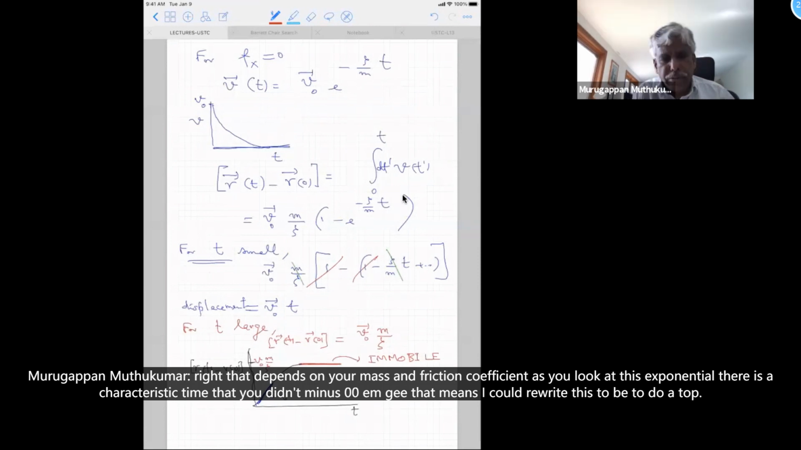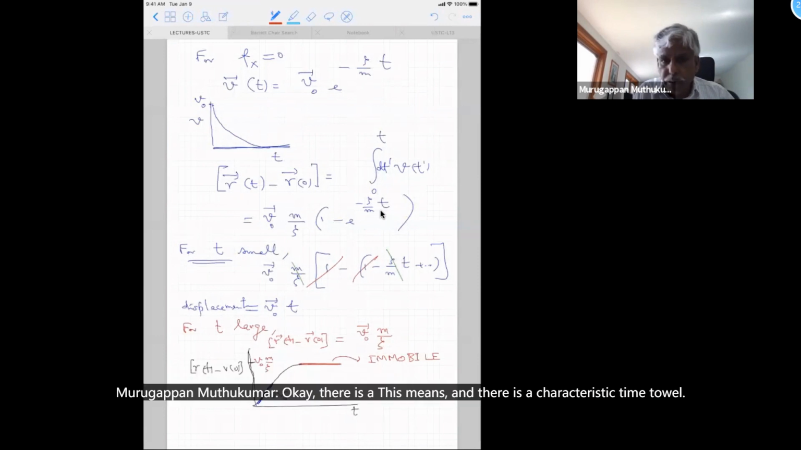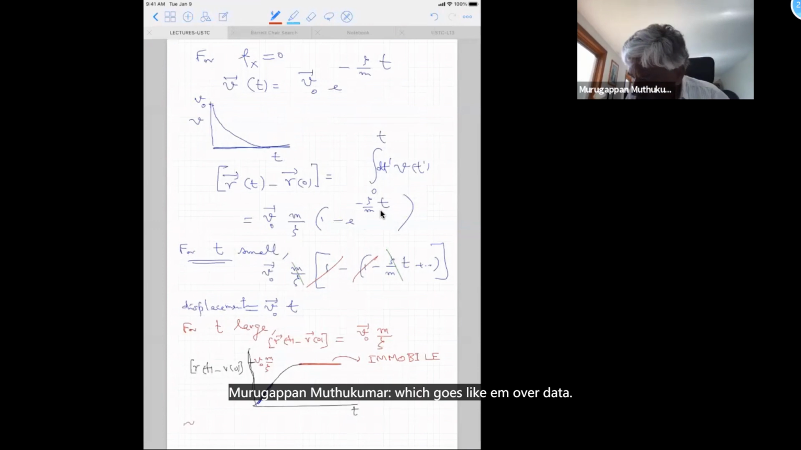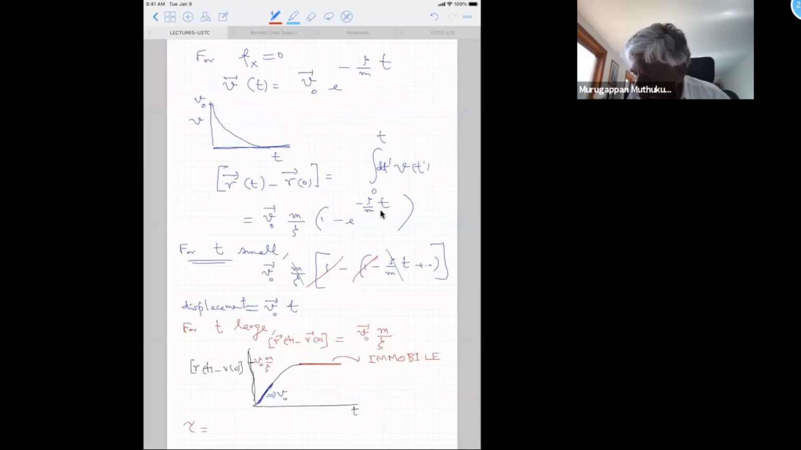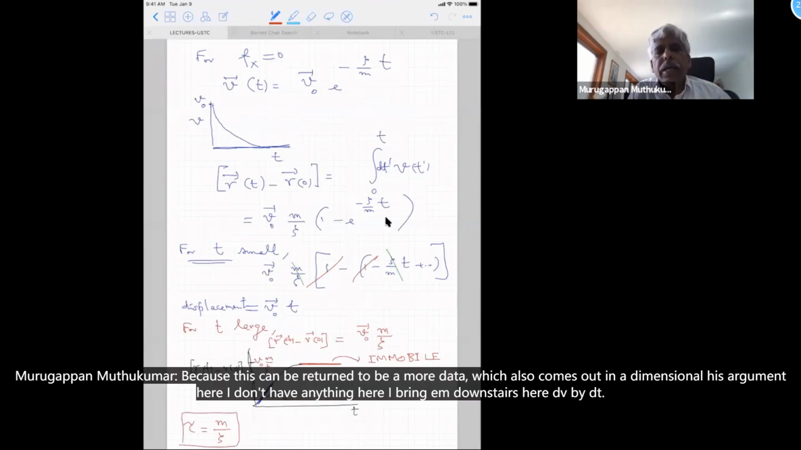As you look at this exponential, there is a characteristic time, right? e to the minus zeta over m t. That means I could rewrite this as t divided by tau. This means there is a characteristic time tau, which goes like m over zeta, because this can be written as m over zeta, which also comes out in a dimensionless argument.